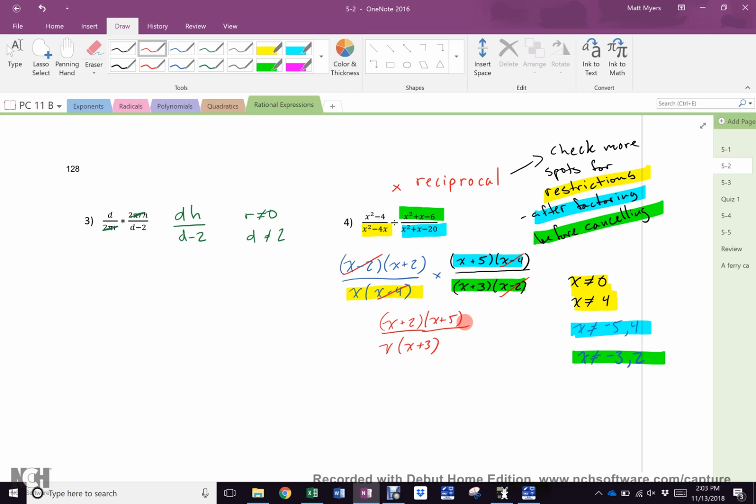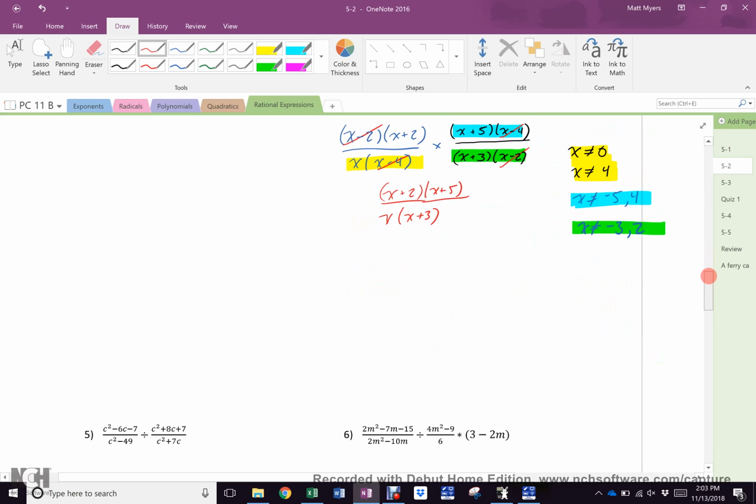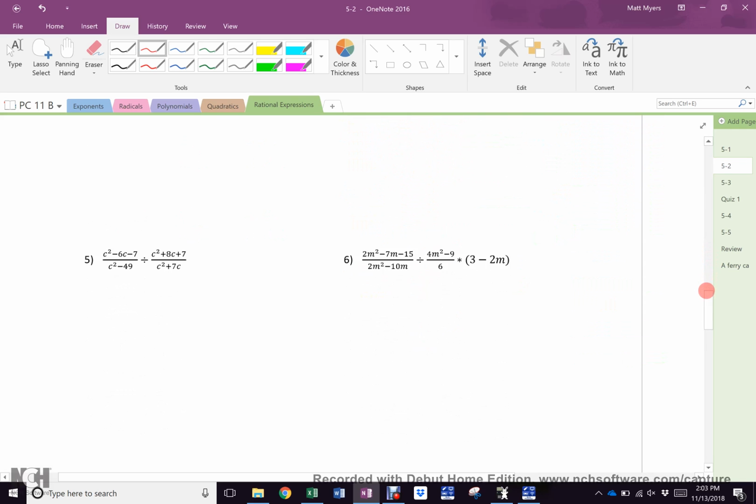But standard form, we want it as simple as possible. What's simpler? 144 or 12 times 12? This is how I want it done. Factored down to nothing. Everybody cool? You guys try 5 by yourself. Work with your neighbor if you need to.